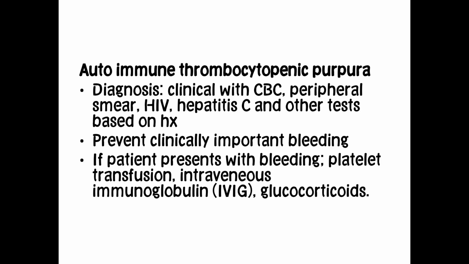In autoimmune thrombocytopenic purpura, diagnosis is also clinical, that is through history taking, and after that you can also do a complete blood count and peripheral smear to assess the number of platelets per microliter. You can also do screening for other conditions that could be confused with thrombocytopenia, that is hepatitis C, HIV, and other tests that are relevant in relation to the history taking or the clinical symptoms the patient is presenting with.